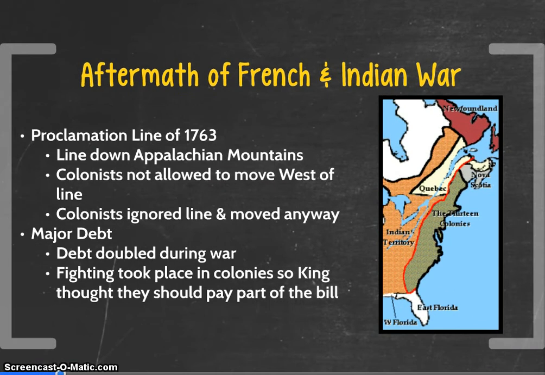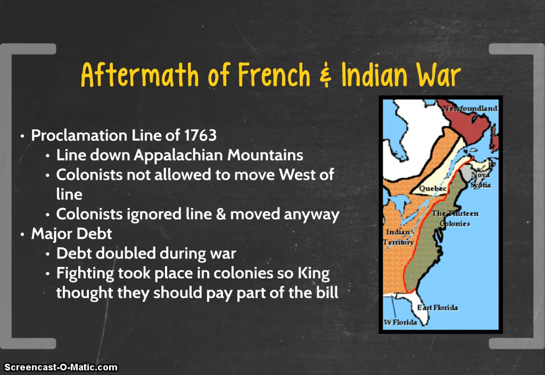So, with the end of the French and Indian War in 1763, came a new set of problems for the British and their colonies. They now controlled so much land that was occupied by very few settlers and many Native Americans. In order to prevent further conflicts and to protect natives, King George issued the Proclamation of 1763, which drew a line down the Appalachian Mountains forbidding colonists from moving west. However, this did little good, and colonists moved anyways.